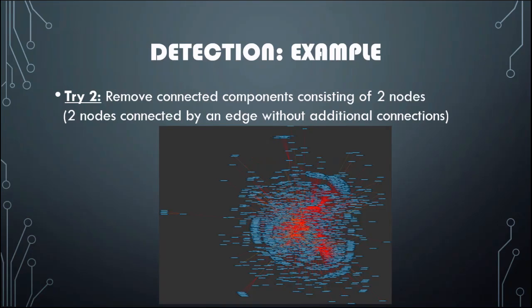First thing that we can do is remove connected components that consist of only two nodes. So those would be the cases where we just have two nodes connected by a single edge without any additional connection. So it's very common for a user to connect to at least one new resource on a given day, so that's not very interesting. However, as you can see, we still have too much data and we need to keep filtering it out.